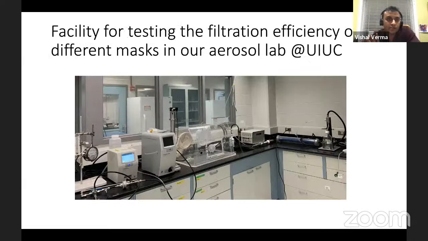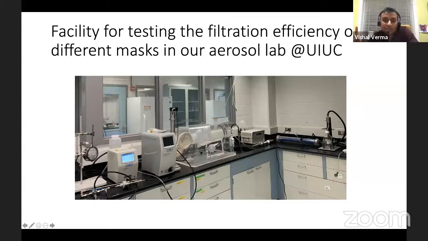So this is the testing facility we developed in our aerosol lab at UIUC for testing the filtration efficiencies of different masks and respirators. We are following the NIOSH protocol, the National Institute for Occupational Safety and Health. So we generate these sodium chloride particles of a known particle size distribution using this atomizer, and then pass them through a diffusion dryer, which is then neutralized by this neutralizer. And then these aerosols are fed to this stabilization chamber, because the concentration is very high, so we have to dilute it, and then we can measure the particle size distribution through this scanning mobility particle sizer, and then pass them through this filter holder.